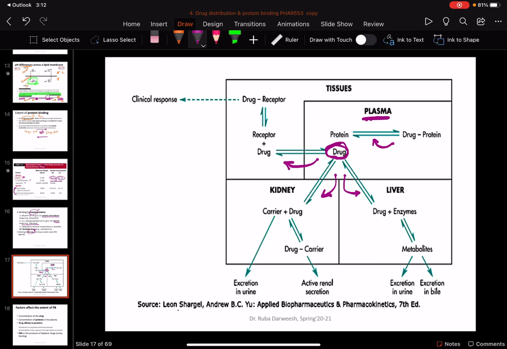Okay, and in the tissues, we need the drug to bind to the receptor or the active site or the biophase to give us clinical response. So see the difference here, we needed the free drug to be transported or distributed, but here we needed the drug to be bound to give us the effect. And in the eliminating organs, in the liver, the drug will bind to the enzymes, again to give us the metabolite that would either be excreted unchanged in the urine or in the bile, which here is the metabolism of the drug.